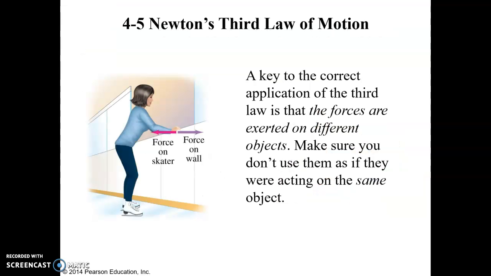Or here, this ice skater is holding on to the wall. If she pushes against the wall, the wall pushes back on her. And it is important to note that the forces are being exerted on different objects. So there's the force of the skater on the wall and the force of the wall on the skater. So both forces are not being applied to the wall, for instance, and both forces are not being applied to the skater. One is from the skater to the wall, and the other is from the wall to the skater.